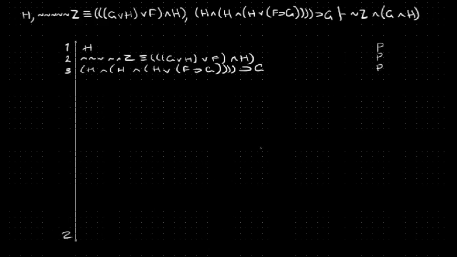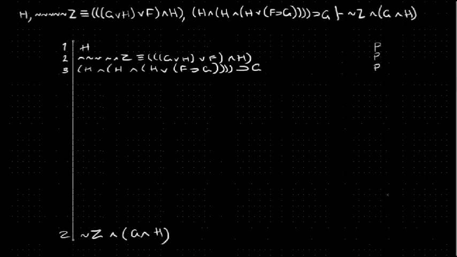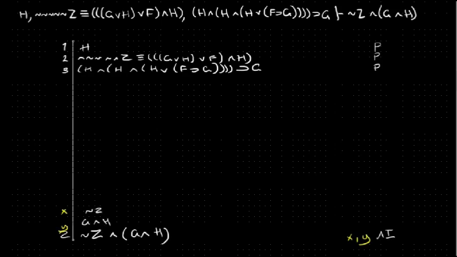And down on line Z, once more I'm going to write our conclusion, which is not Z and G and H. So let's start off again by thinking, how could we arrive at this conclusion? What rule would we have used to introduce it? Well, its main operator is a conjunction, so I'm going to say that it was a conjunction introduction. What would we have used? Well, we'll say that on lines X and Y we had not Z and G and H.